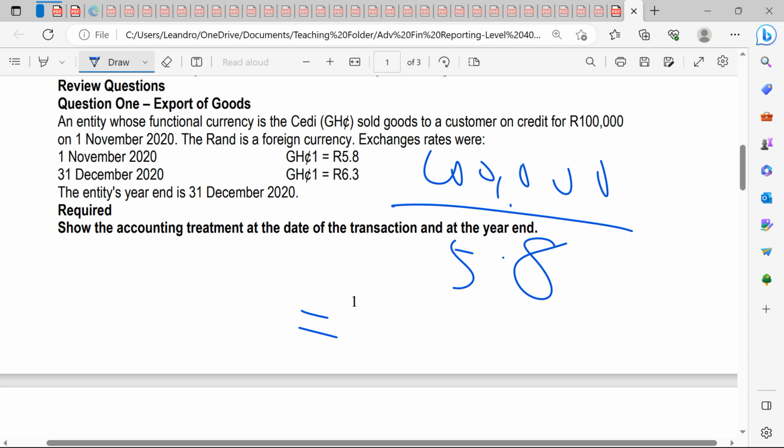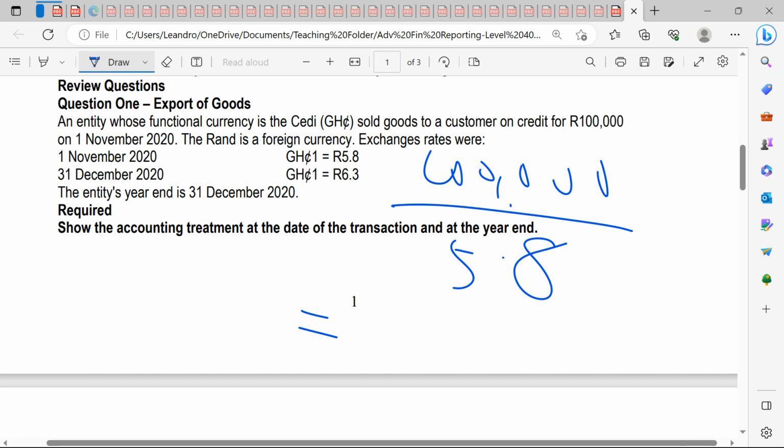And then because it's a journal you are passing, there will be a narrative. Then at the end of the year, once you have not paid, once the foreign currency is still in the books, you must translate the balance. You must translate the foreign currency balance using the closing rate. Now, your receivable balance is a monetary item. So you use the closing rate.